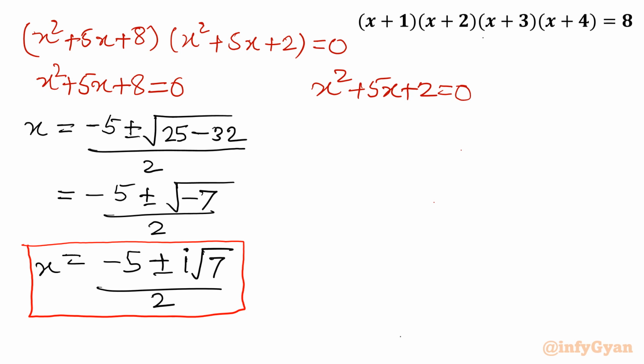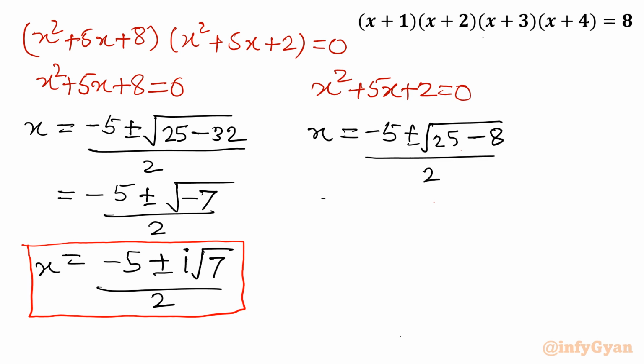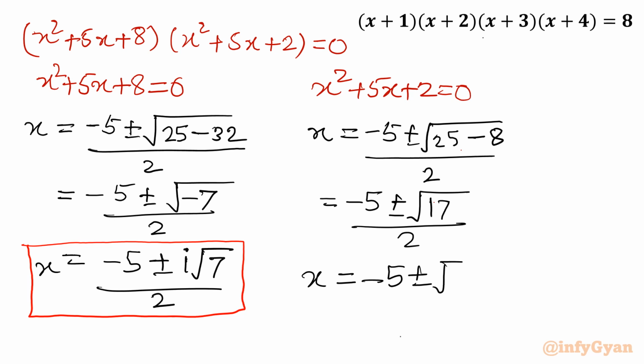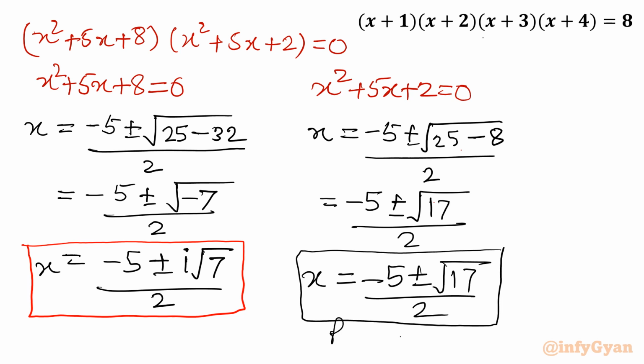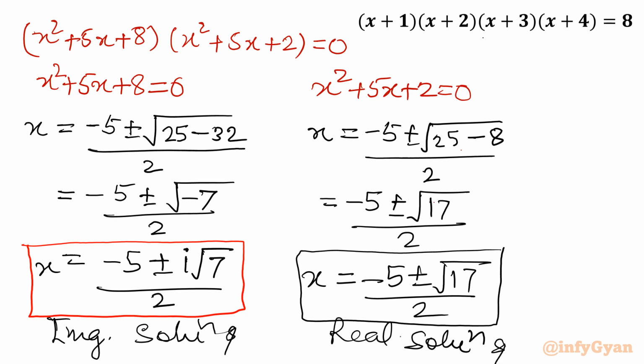Now we will find the second equation's solution. I will write x is equal to minus b, minus 5, plus minus square root of b square, so 25 minus 4ac, so 8, over 2a, so 2. Now negative 5 plus minus square root of 25 minus 8, 17, over 2. So here we have four solutions of our quartic equation. Two solutions are real and two are imaginary. So this is the real solution, and here we have the imaginary solutions. Okay, this is how we solve using, you can say, an algebraic trick.